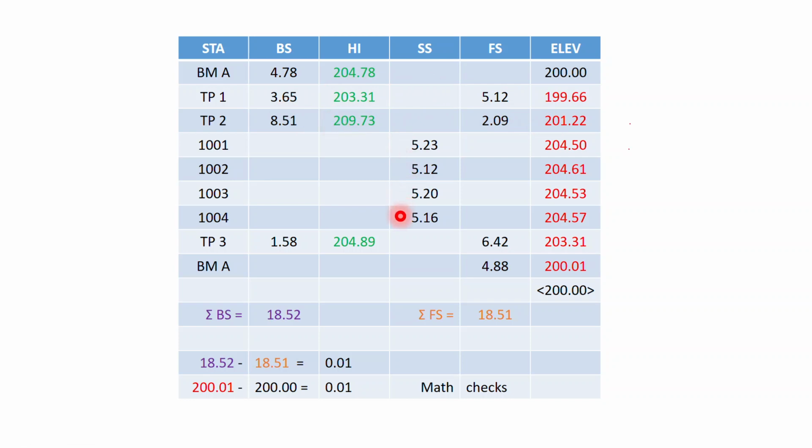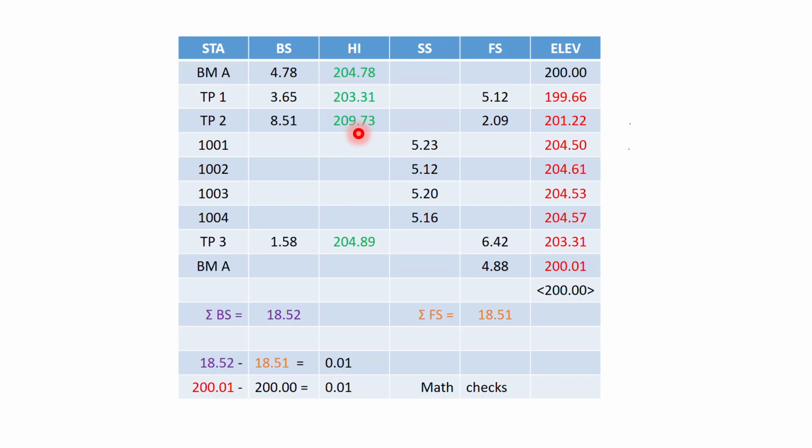Add the backsight to get the HI, and here's the only nuance that comes into play. When I see side shots, multiple points or multiple readings from the same instrument location, my instrument height is not changing. So when I subtract, I'm not accumulating that subtraction in my results with a side shot. Because I'm not moving, my HI stays the same. So my HI of 209.73 minus 5.23 gives me 204.50.